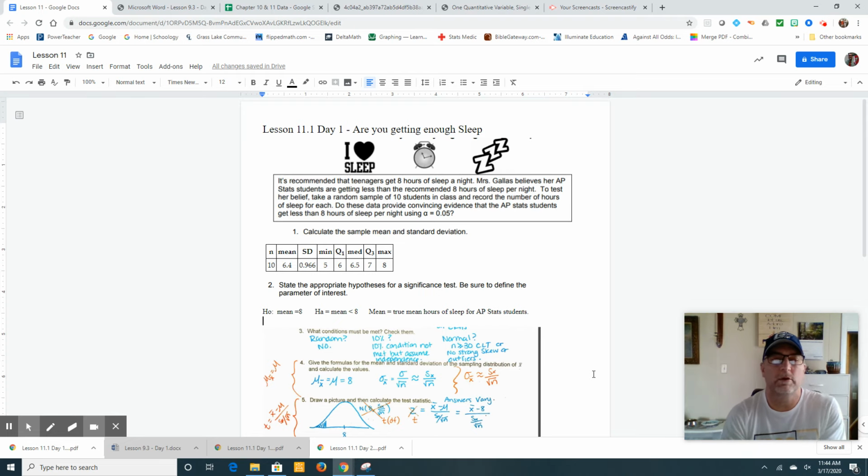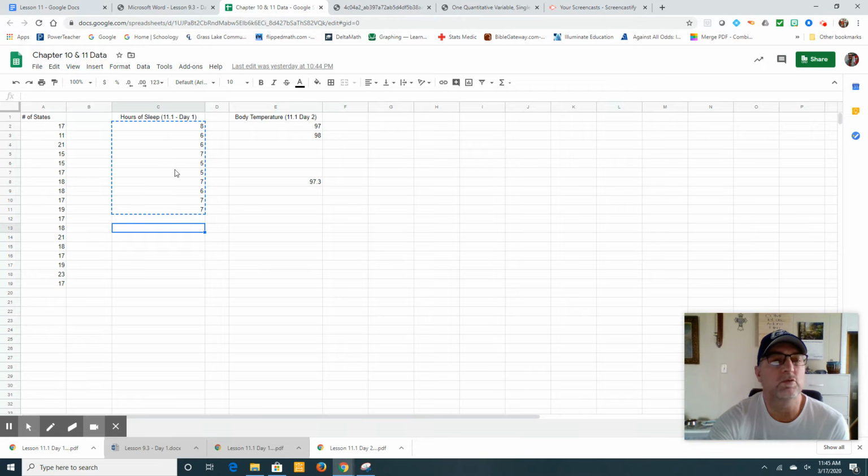Okay, students, so we're going to talk about doing a hypothesis test for means today. And we're working with our number of hours of sleep that you get every night. And we started this on Friday. We got the data that you all needed, and we put it into our data sheet.